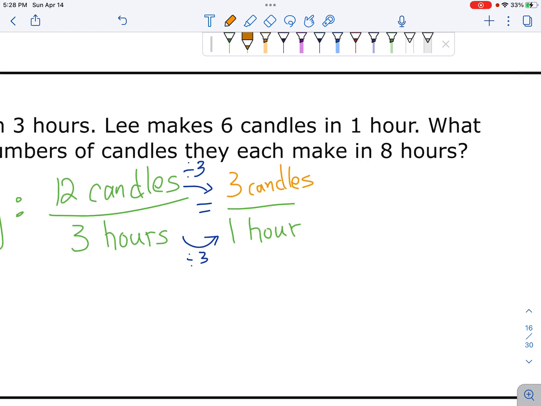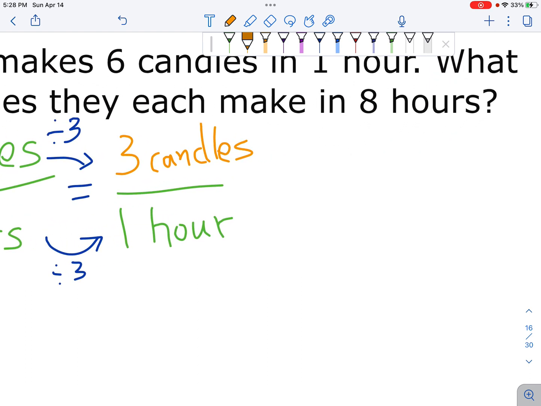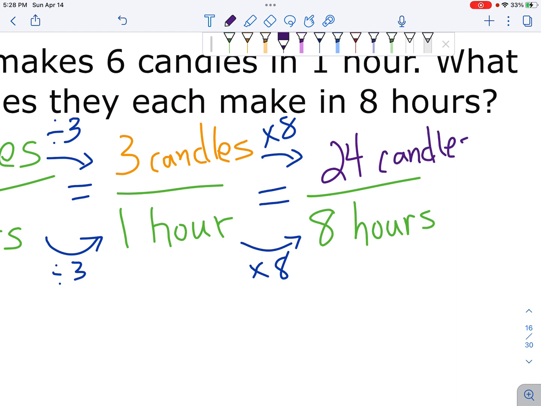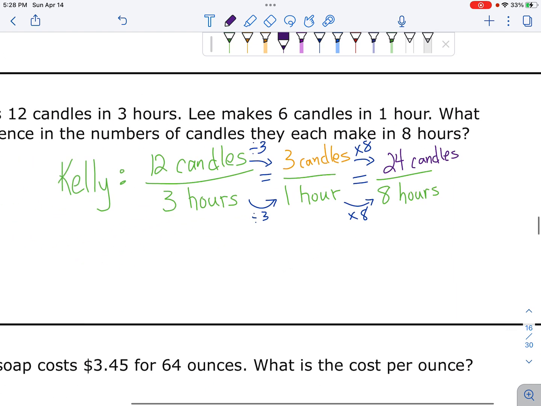Right? But again, it said 8 hours. So I'm going to keep going. All right, equals 8 hours. So now that is times 8, and 3 times 8 is 24. She can make 24 candles in 8 hours. That's Kelly. Lee makes 6 candles in 1 hour.